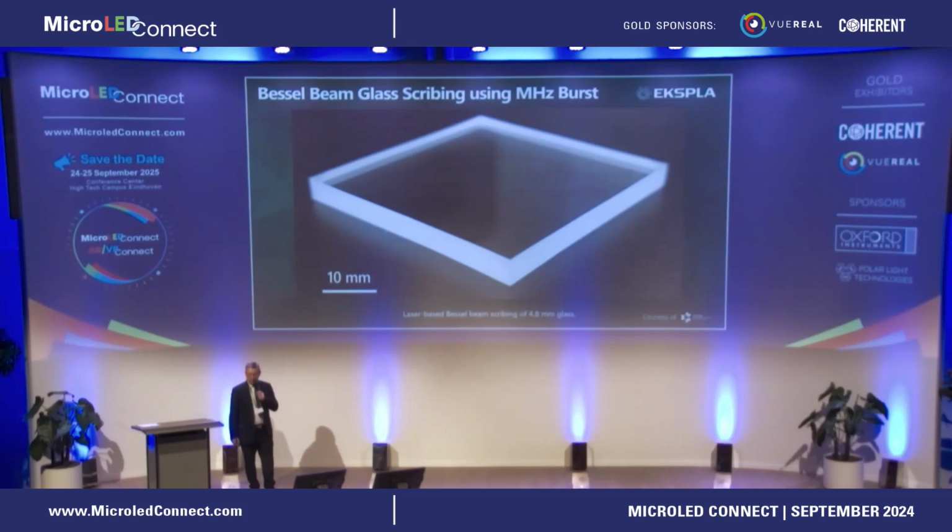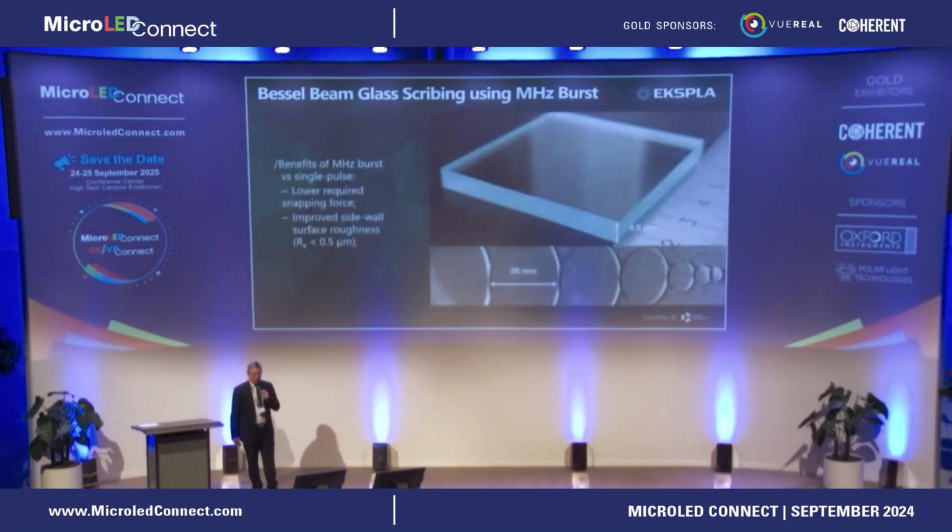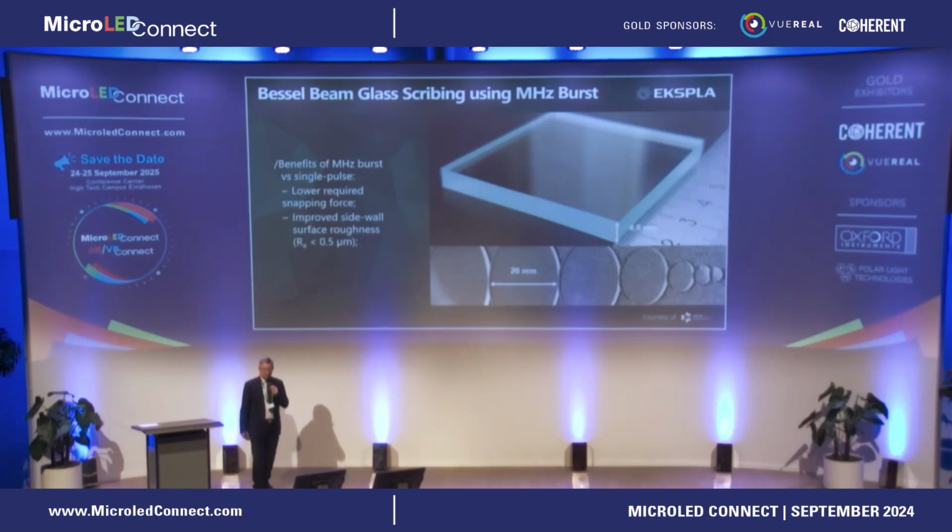The first application is the processing of glass for glass singulation, using the Bessel beam and applying a laser working in megahertz burst, which makes it possible to process quite thick substrates, not just in the sub-millimeter range but also in a few millimeters range, with very high accuracy, especially of the sidewalls. And as you can see, the roughness can be lowered to below half a micron.